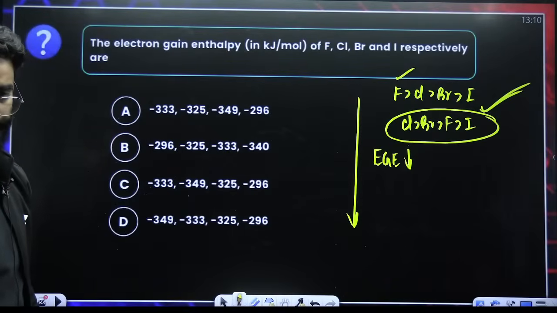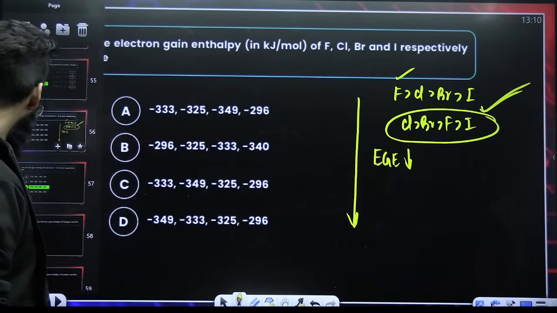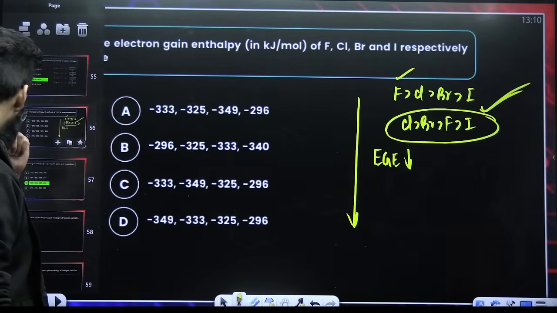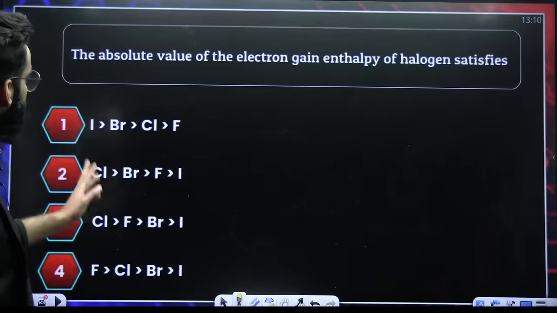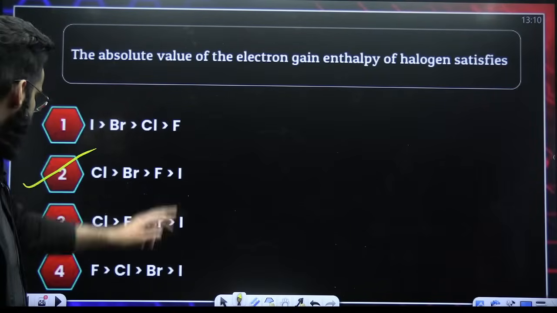This is the actual order of electron gain enthalpies. The absolute value of electron gain enthalpy of halogens. I told you Cl, Br, F, I. So option 2.